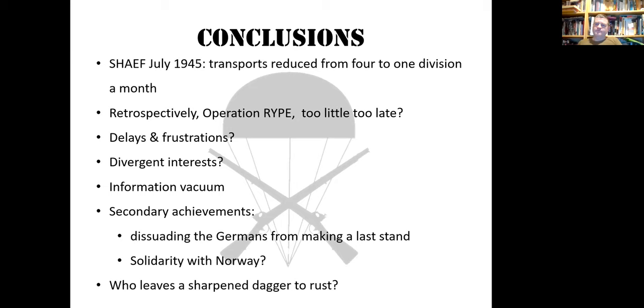Funny enough, it's not mentioned at all. You know, there's a lot of fear about the Norwegian Quislings making a last stand after the Germans surrendered. There's no mention of communists. And I think there are probably several reasons, or at least two reasons.